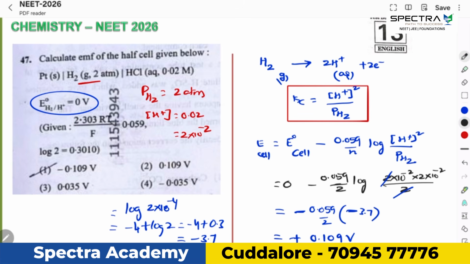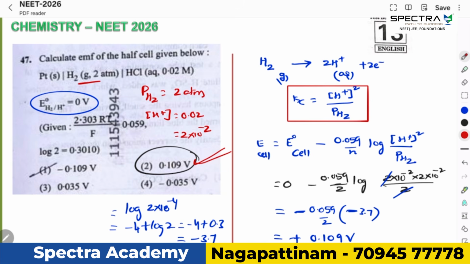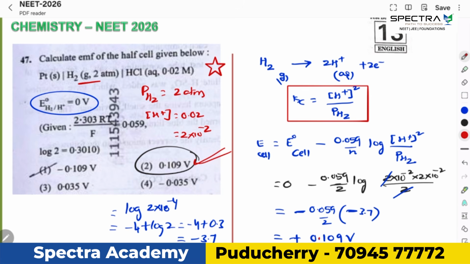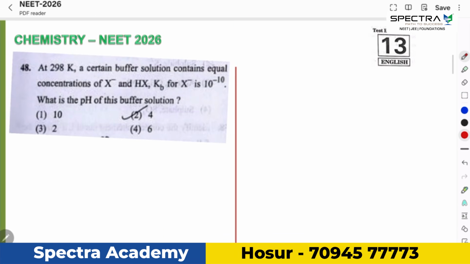So the second option is correct, plus 0.109. This is question number 47. Only this question is a difficult question with lengthy calculation. Now let's see question number 48.